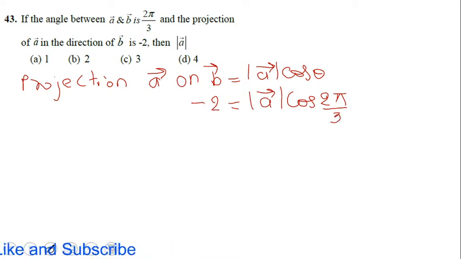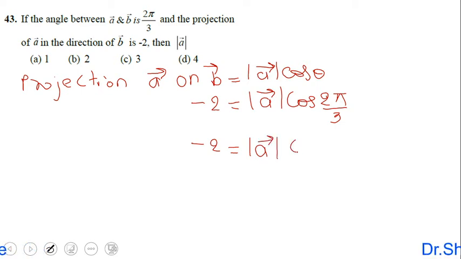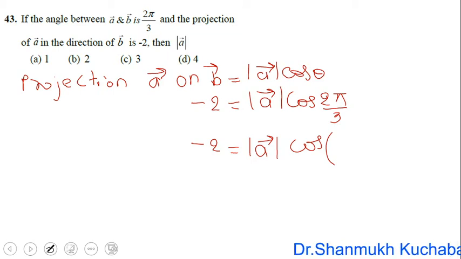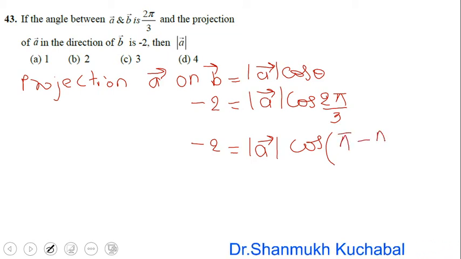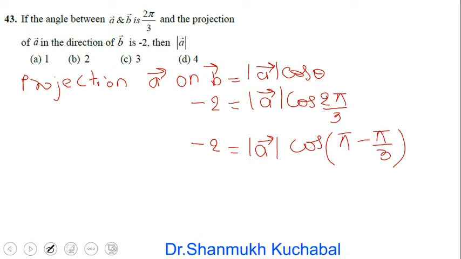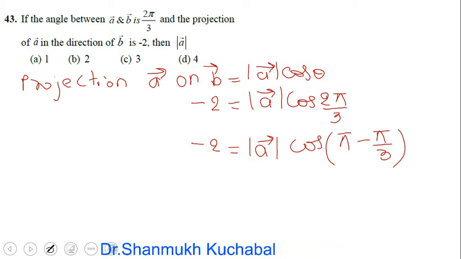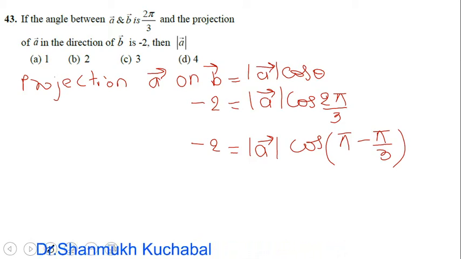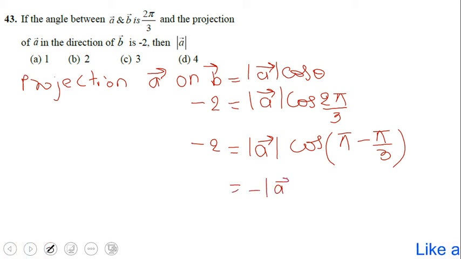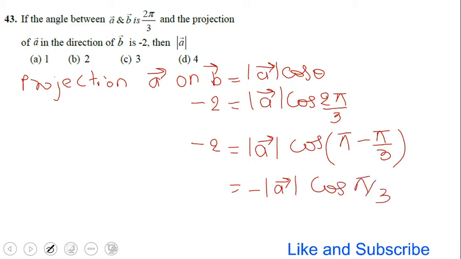Then -2 equals magnitude of vector A and cos of 2 pi by 3, which can be written as pi minus pi by 3. Further we will simplify it. It comes in the second quadrant. In the second quadrant cos is negative, so we get minus magnitude of vector A into cos pi by 3. I have used allied angles here.